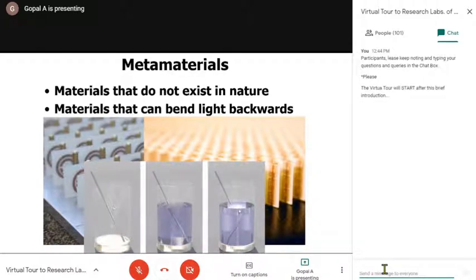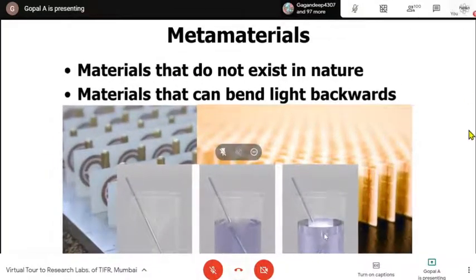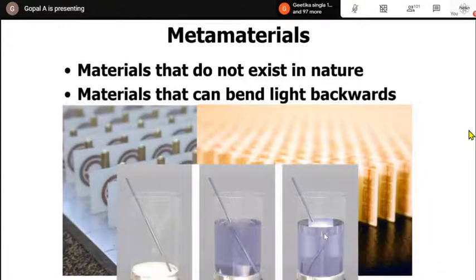Though I showed one example of light bending in the opposite direction, you can also think of the Doppler effect. In the Doppler effect, when the source of sound is approaching us, the frequency increases. But if air is replaced with a medium which has a negative refractive index, then when the source is approaching us, instead of increasing, the frequency will reduce, right? So it's exactly the opposite effect which we will see if we have a negative index medium.